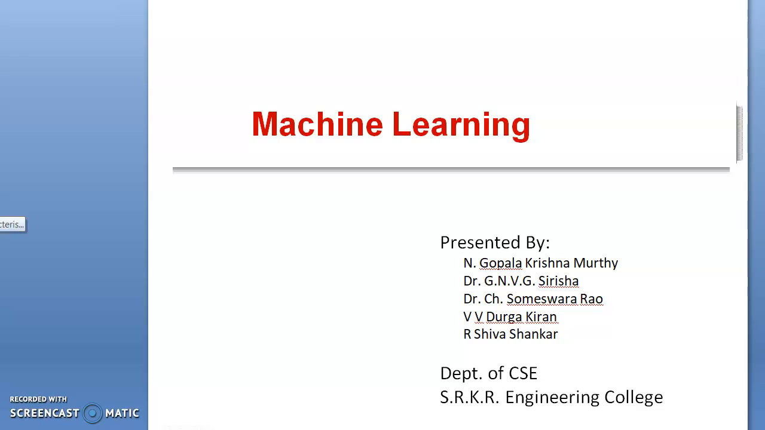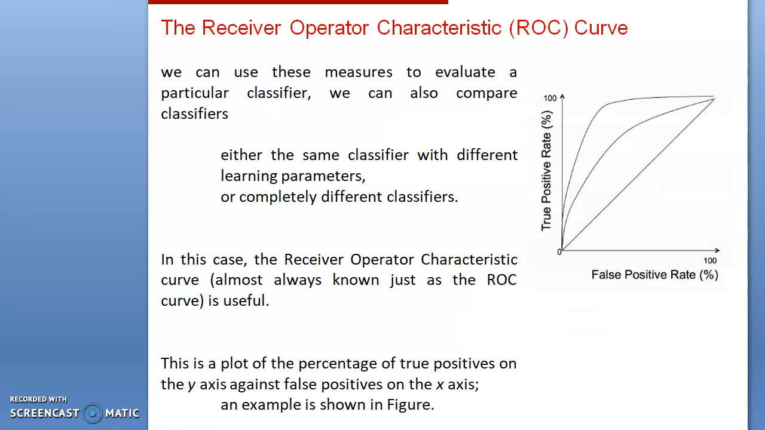Now I am going to explain one of the concepts from machine learning called the ROC curve. What is ROC? ROC is the receiver operator characteristic curve, which is from digital signal processing. We can use these measures to evaluate a particular classifier. We can also compare classifiers by using these ROC curves.